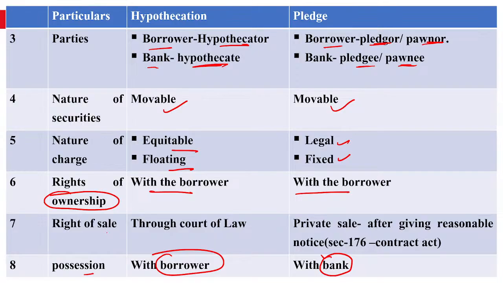Now right of sale: through the court of law, and private sale after giving reasonable notice. So this is how hypothecation and pledge are defined, and the differences between the two.